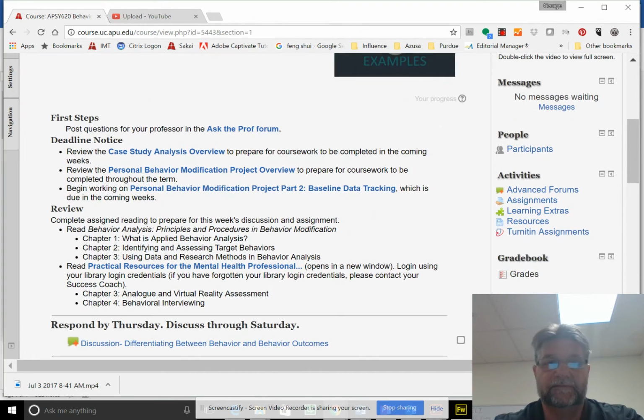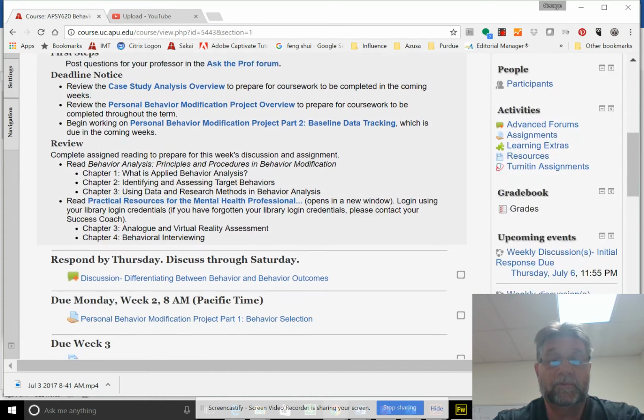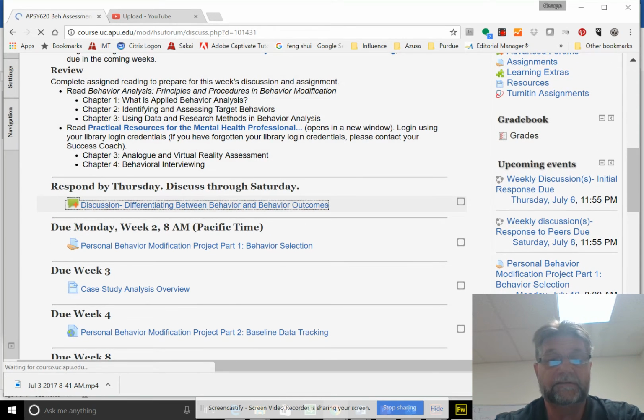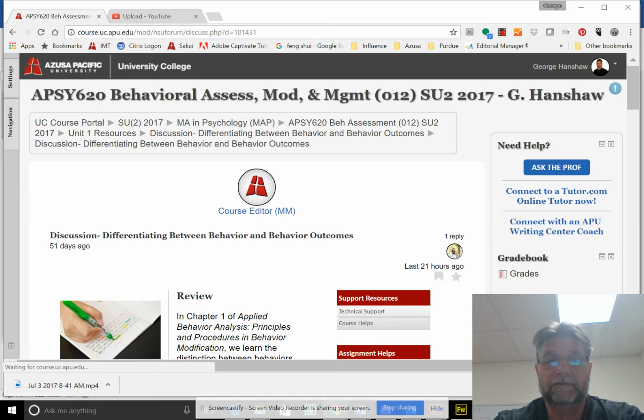First steps tells us about the Ask the Prof forum and the case study analysis overview. I'm going to be posting a separate video all about the case study analysis, so we're not going to go over that very much today. What we do have to do this week is look at our discussion. In our discussions, it's important to participate throughout various times in the week so they can be a discussion. This is where we engage in social learning.